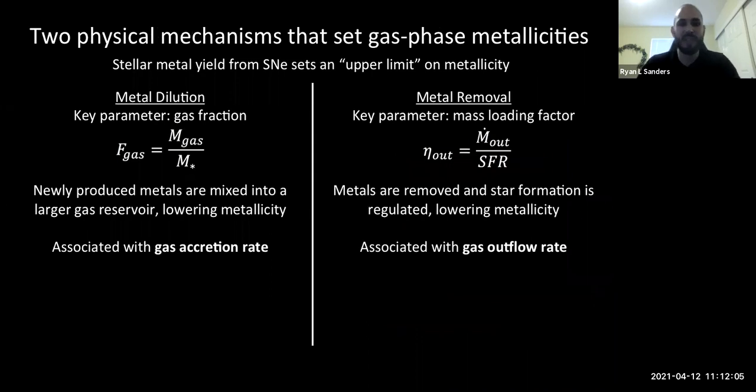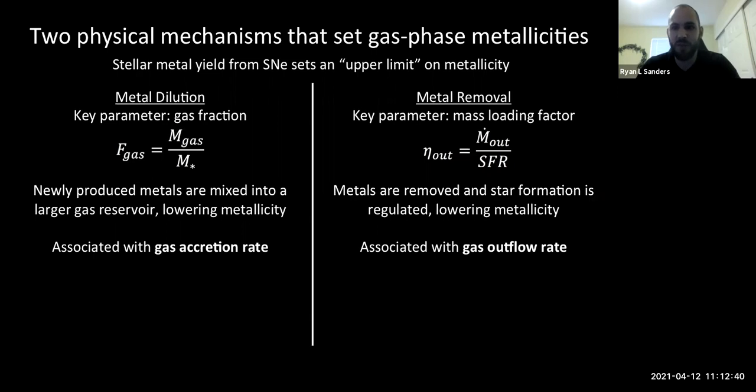And those two terms, the gas fraction and the mass loading factor of outflows, highlight these two physical mechanisms that are really important for setting the gas phase metallicities in galaxies. So essentially the stellar yield from supernovae sets an upper limit on the metallicity that you can have in the galaxy. And there are these two mechanisms, one is metal dilution and the other is metal removal, that are key to setting the metallicities. So for metal dilution, the key parameter is the gas fraction. And essentially newly produced metals are mixed into a larger gas reservoir if you have a larger gas fraction, and thus the metallicity is lower.